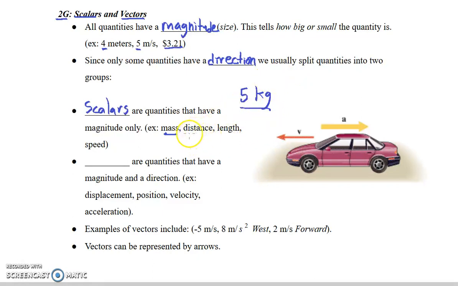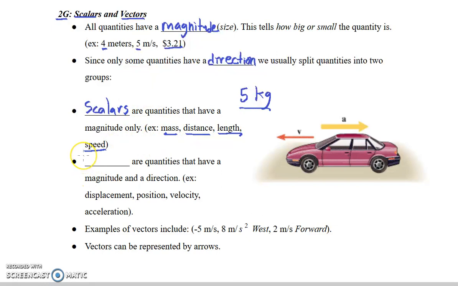Another example of a scalar would be distance. It's just how far you've gone. It's not how far and what direction. Length is just how long something is. Speed is just how fast you're going. It doesn't include a direction as well. So all of these are scalars.